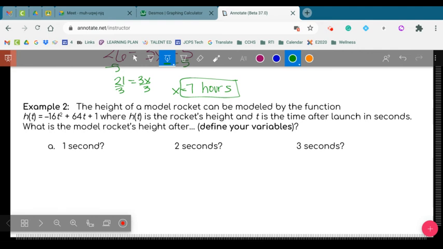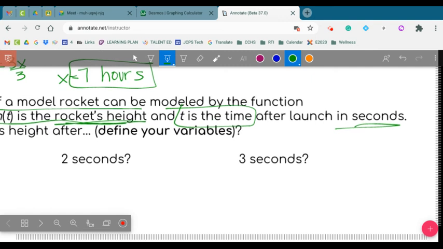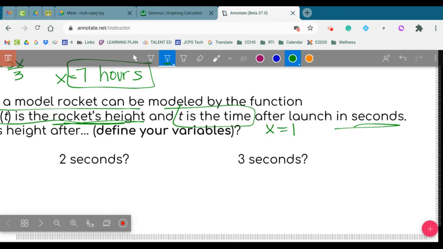Example 2, the height of a model rocket can be modeled by the function h of t equals negative 16t squared plus 64t plus 1, where h of t is the rocket's height. So h of t is the height, and t is the time in seconds. What is the model rocket's height after? Define our variables. We know our x is time, which is seconds, and our y is the height.